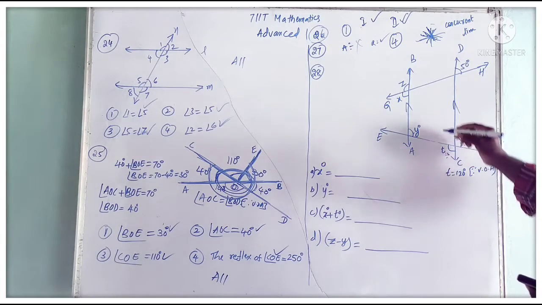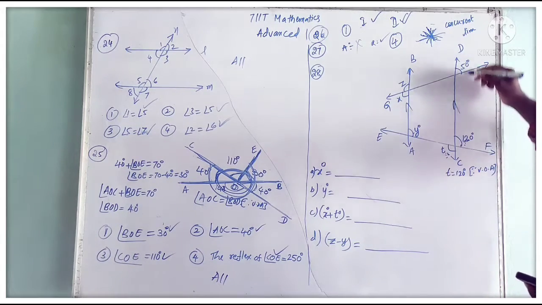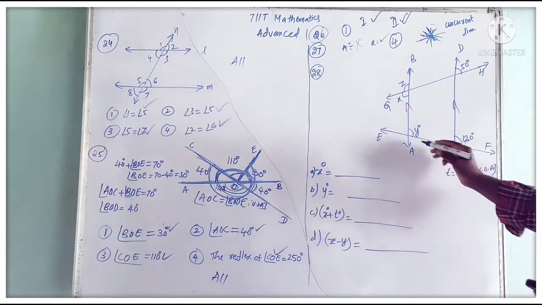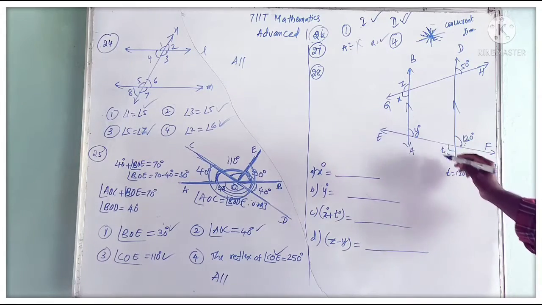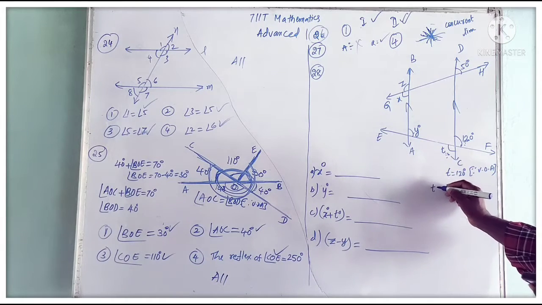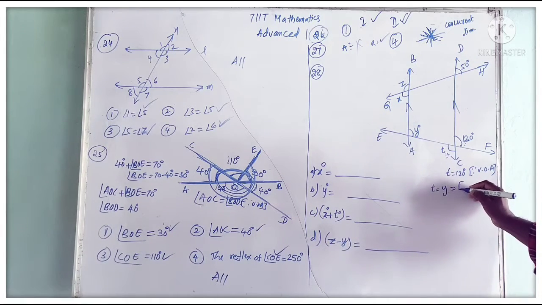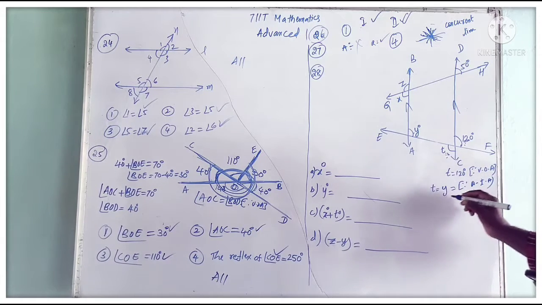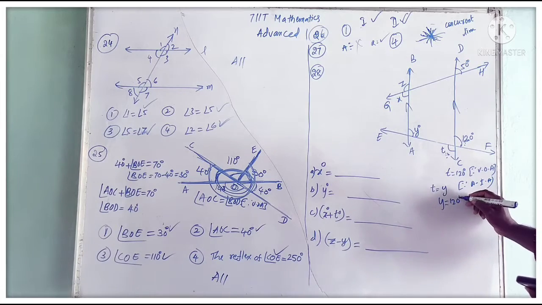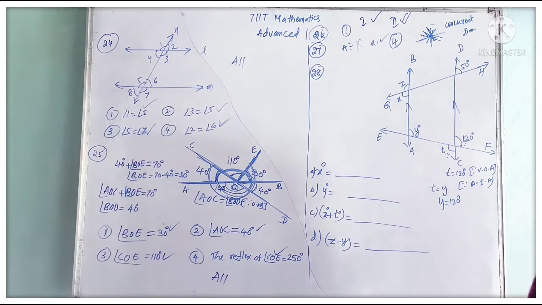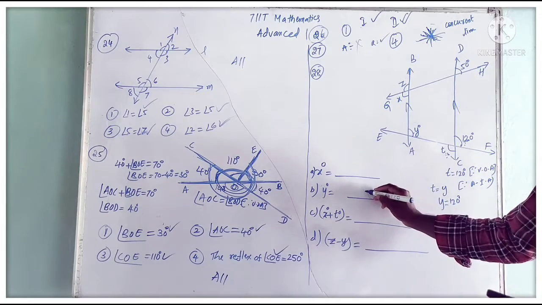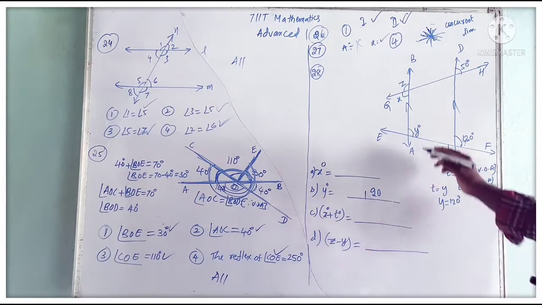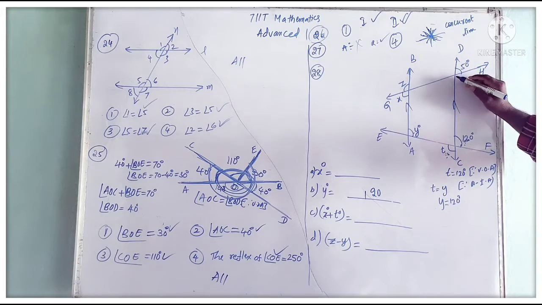Next, since AB is parallel to CD, Y is equal to T. Y is equal to T because these two are alternate interior angles. So Y is also 120 degrees. Y is equal to how many degrees? 120 degrees. So now we got 120 degrees.